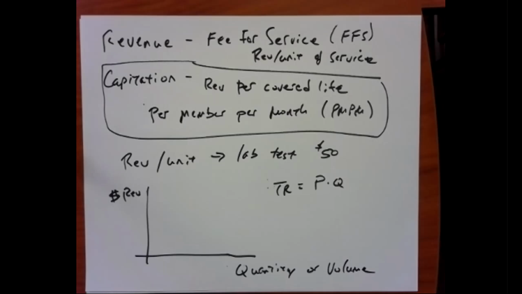If I send Deb a bill and she's like, I didn't do a test, why are you sending me a bill, right? She's going to say, I'm not going to pay that. So I get 0. If I do 1, I get 50. If I do 10, I get 500. If I do 1,000, I get 50,000.